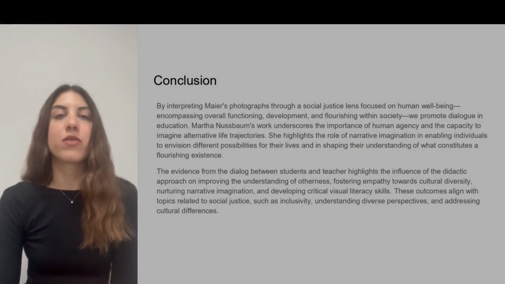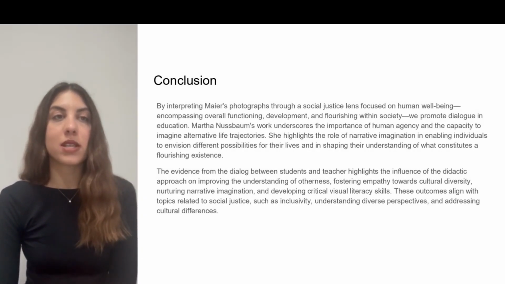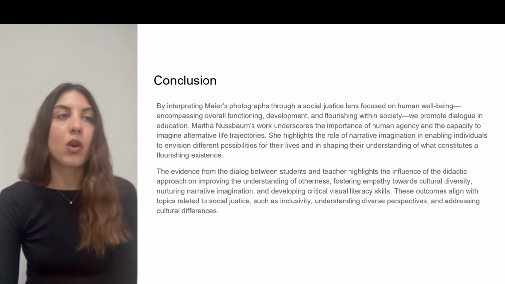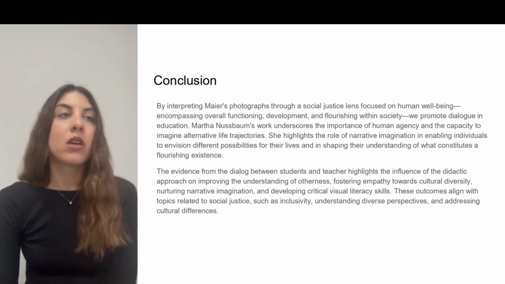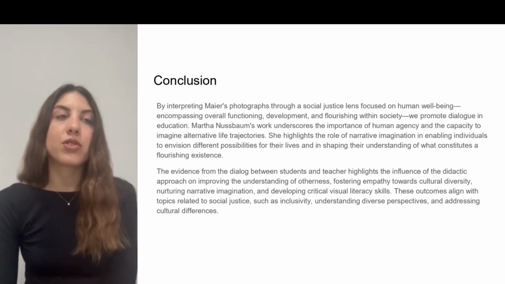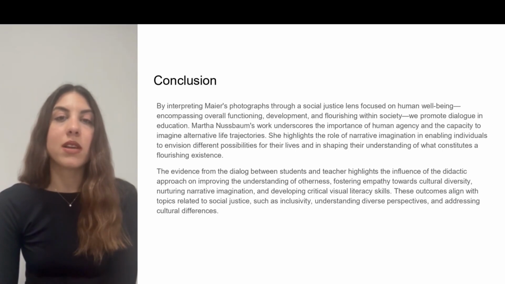Here we have the last slide of the presentation, and it's the conclusion. By interpreting Maier's photographs through a social justice lens focuses on human well-being, encompassing overall functioning, development, and flourishing within society, we promote dialogue in education. Martha Nussbaum's work underscores the importance of human agency and the capacity to imagine alternative life trajectories. She highlights the role of narrative imagination in enabling individuals to envision different possibilities for their lives and in shaping the understanding of what constitutes a flourishing existence.